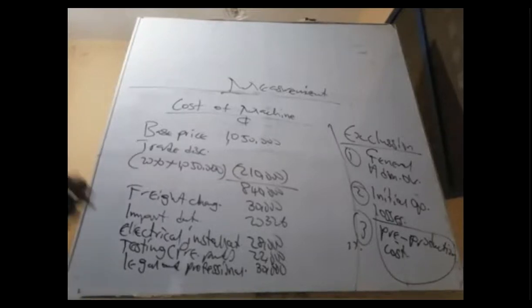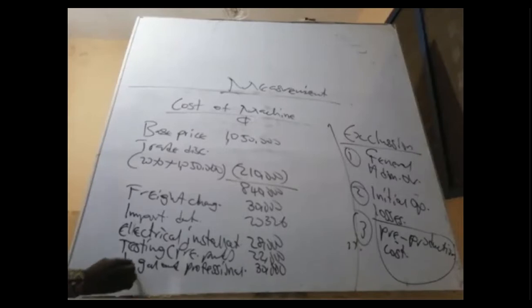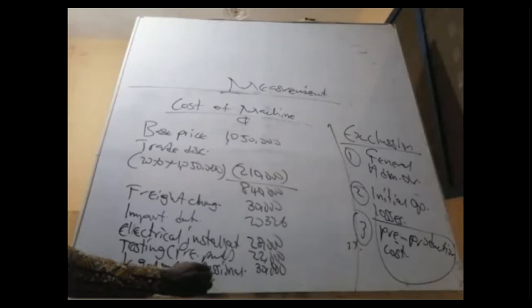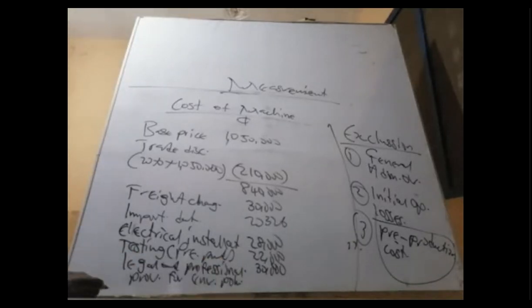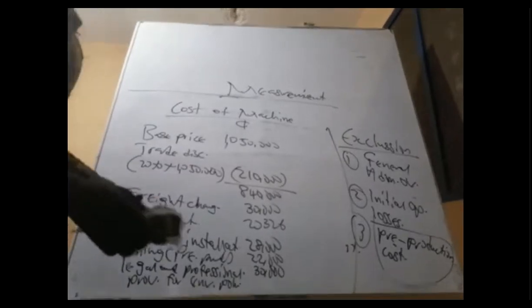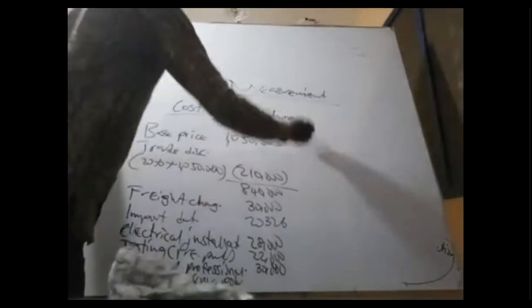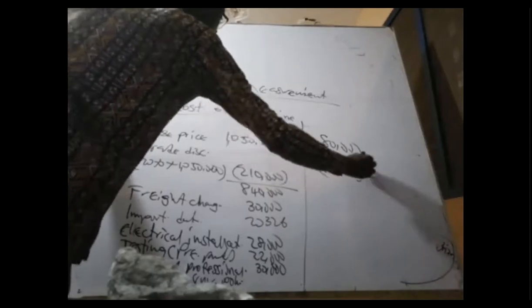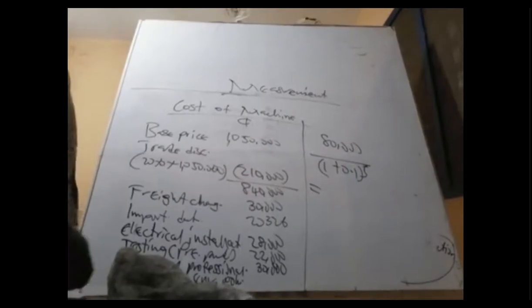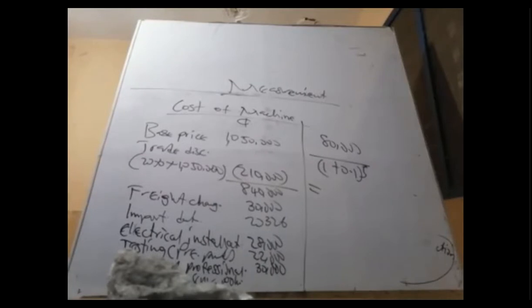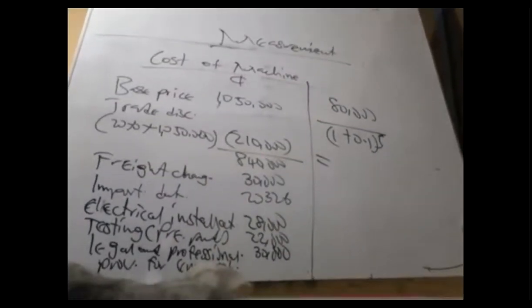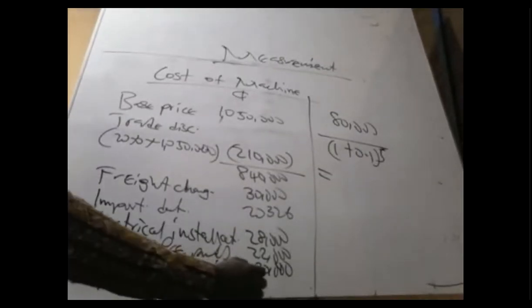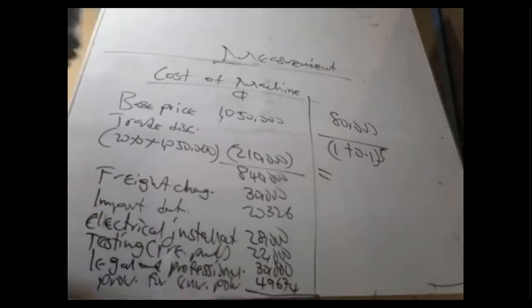So here, let's find the present value of the environmental pollution. The restoration cost, we call it provision for environmental pollution. Let's calculate the present value. The present value is equal to the future value of 80,000 divided by 1 plus the cost of capital, 0.1, to the power 5. That will give us about 49,674. Now put all the costs together and let's get the total cost of this machine.